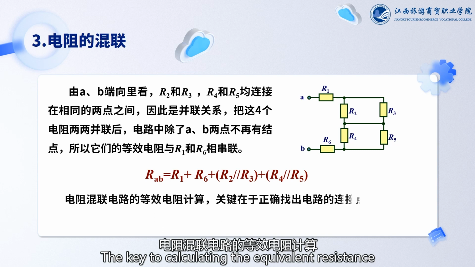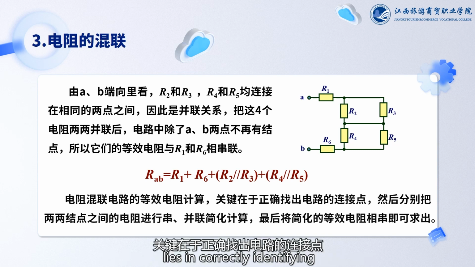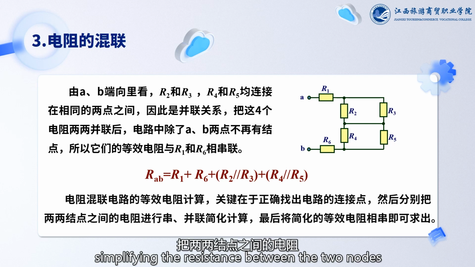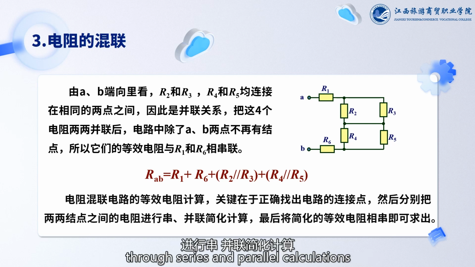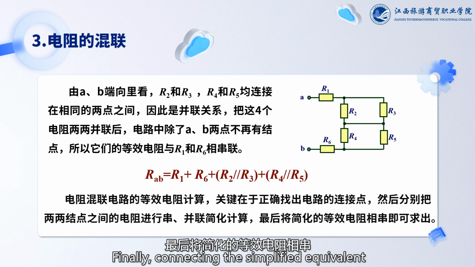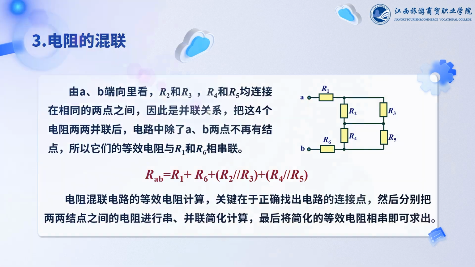The key to calculating the equivalent resistance of a series-parallel resistor circuit lies in correctly identifying the circuit's connection points and then simplifying the resistance between the two nodes through series and parallel calculations. Finally, connecting the simplified equivalent resistances in series allows the determination of the overall equivalent resistance.